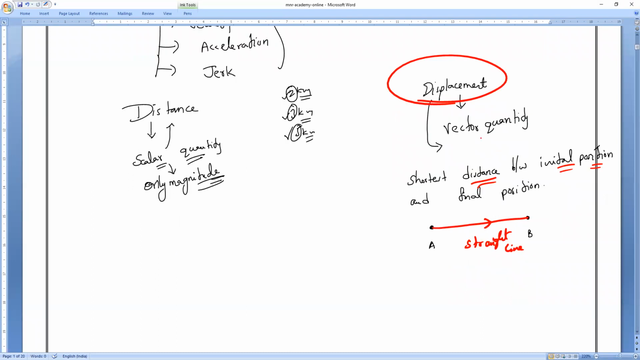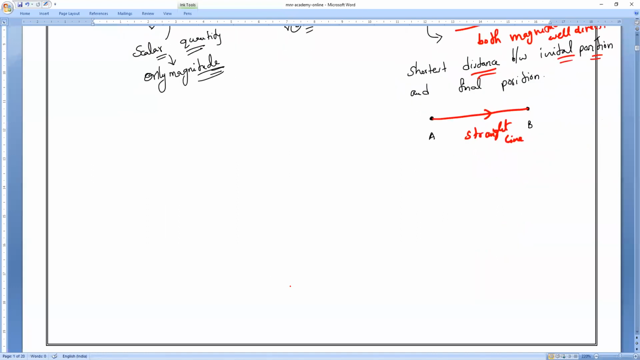So displacement is a vector quantity which has both magnitude, observe very carefully, magnitude as well as what? Direction. That is what you have to remember because it is very, very important. So let me teach one example so that you will understand very carefully.